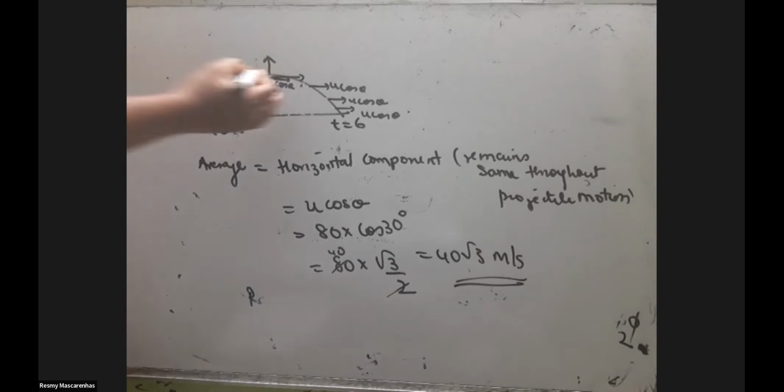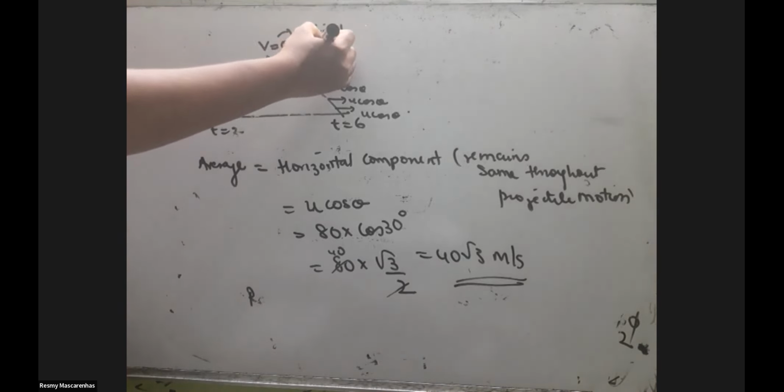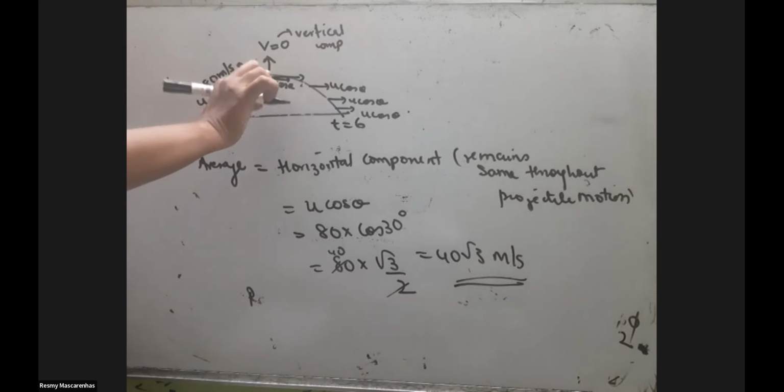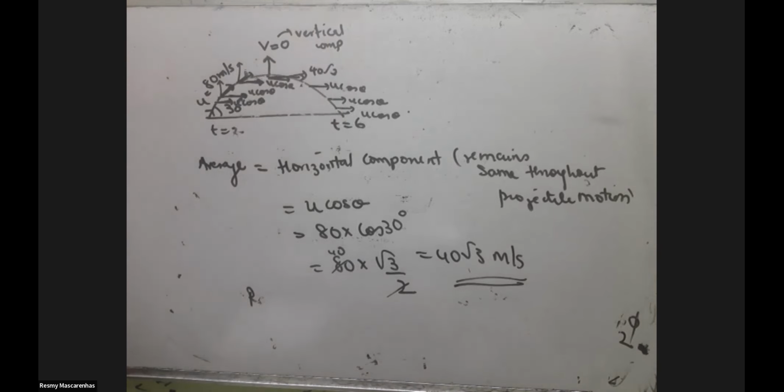Now, at the maximum point, V is 0. V is 0 means the vertical component is 0. But the horizontal component will never be 0 here. The horizontal component will still remain as 40 root 3 only. At the maximum point, we say that velocity becomes 0, because first it is thrown at a very high speed, it will reduce, and finally goes 0 for a projectile. But what we try to say is the vertical becomes 0. Horizontal, anyways, is always 40 root 3, that is u cos theta.